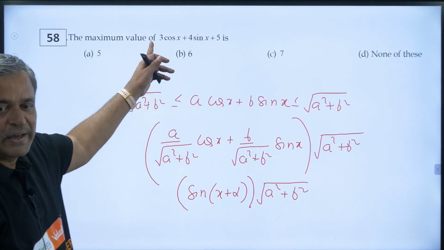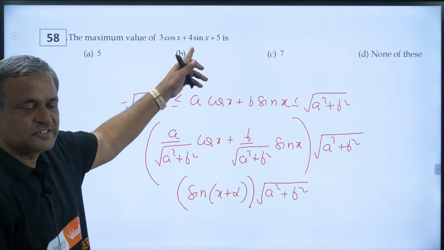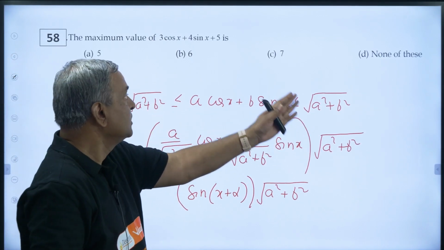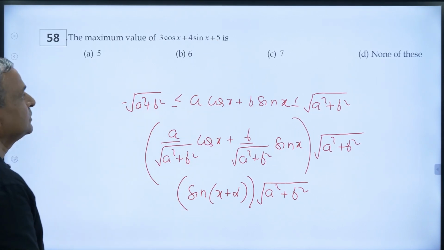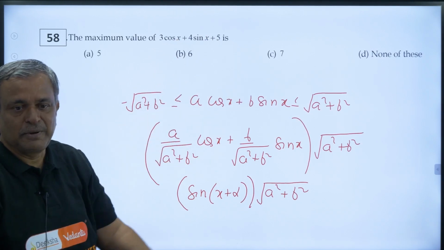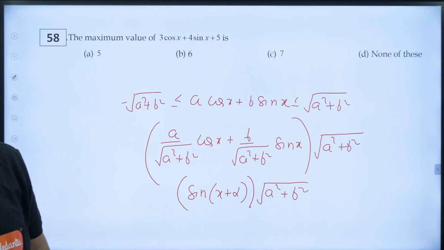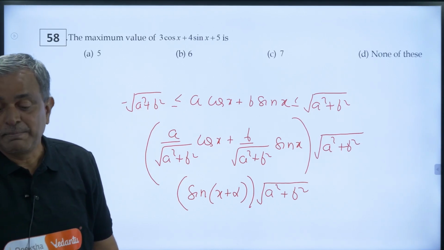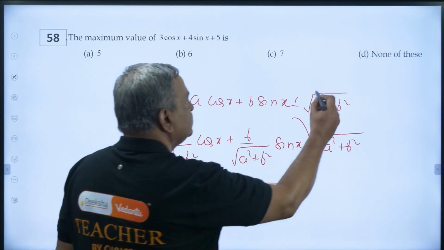So this is 3 square, 3 square is 9, 9 plus 16 is 25, root is 5. So you'll get it lies between minus 5 and 5. The maximum value they are asking is 5, so 5 plus 5 is 10. 10 is the maximum value. They have not given that answer. The function f of x lies between 0 and 10. Maximum value is 10. Option D.